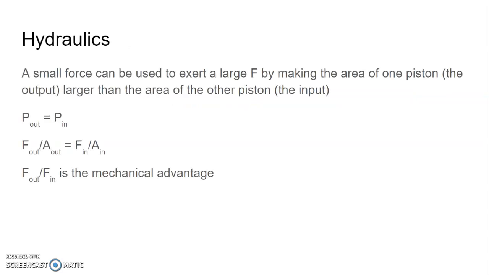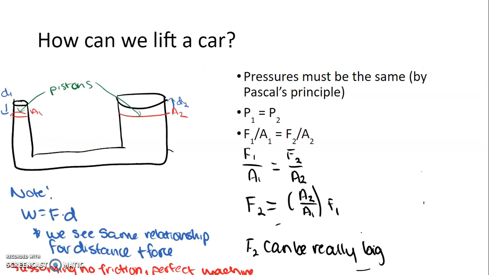Hydraulics, this is using that idea that the pressures should be the same. So a small force can be used to exert a large force by making the area of one piston, the output, larger than the area of the input piston. So the pressure out is equal to the pressure in, which means force out over area out is force in over area in. And you can get a mechanical advantage there. So this is the idea for how we can lift a car.